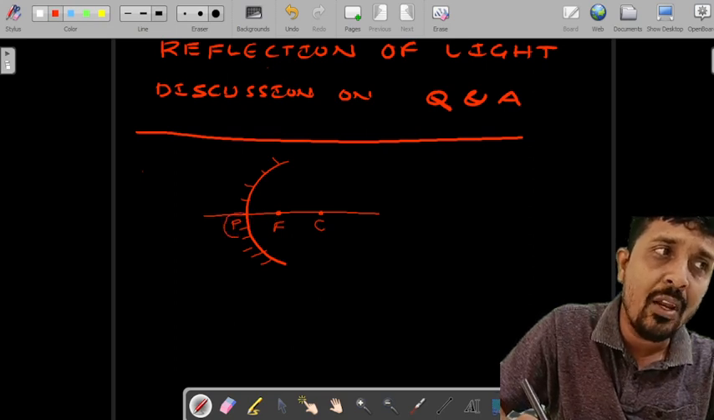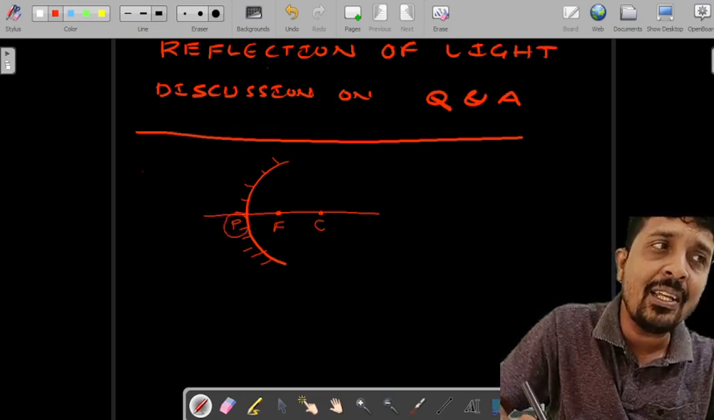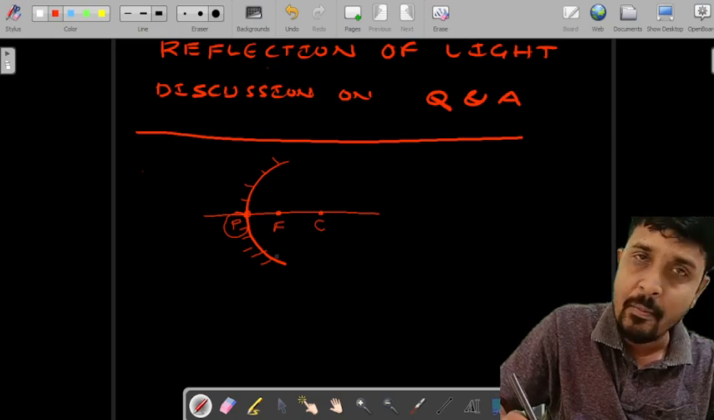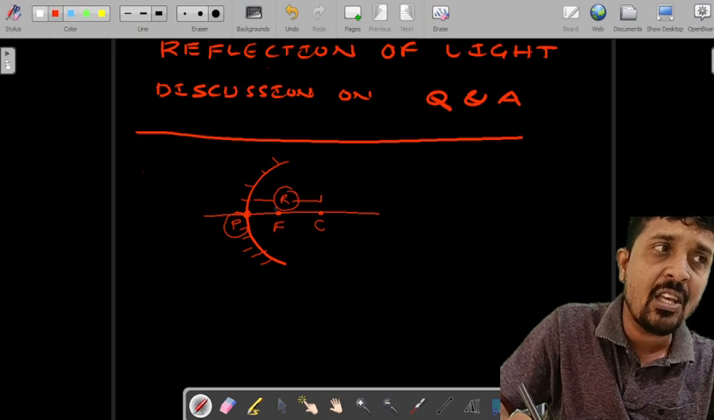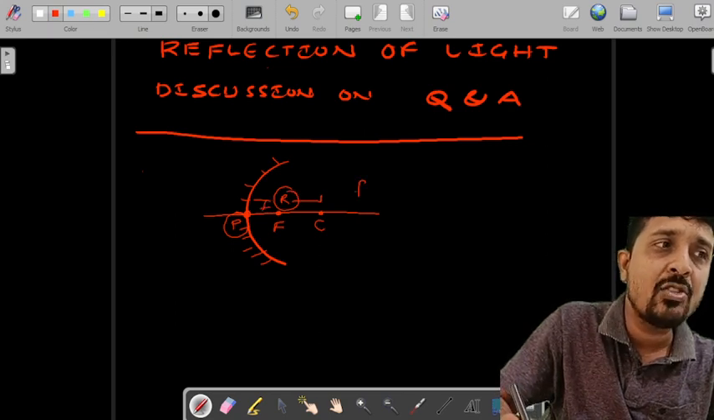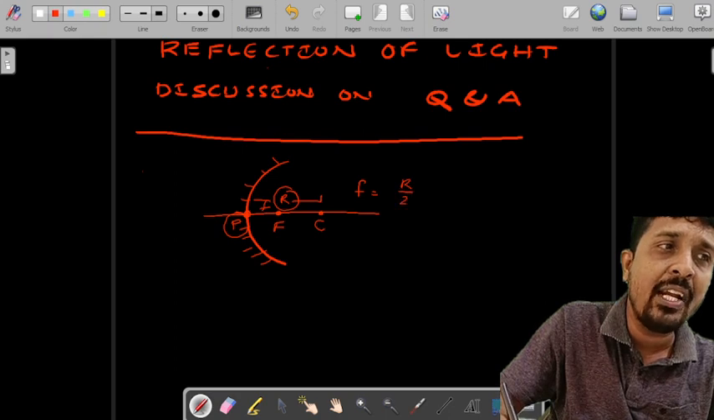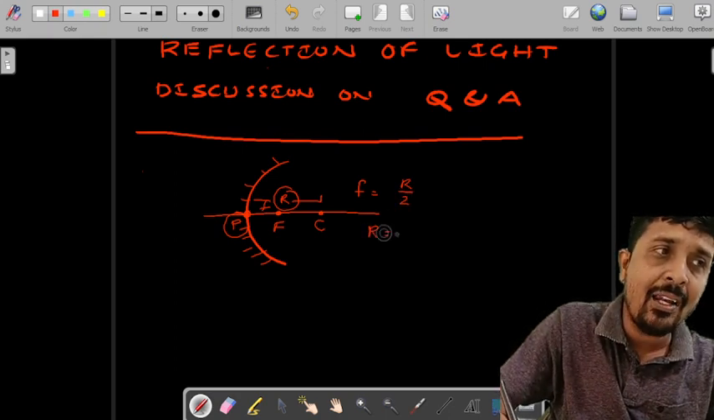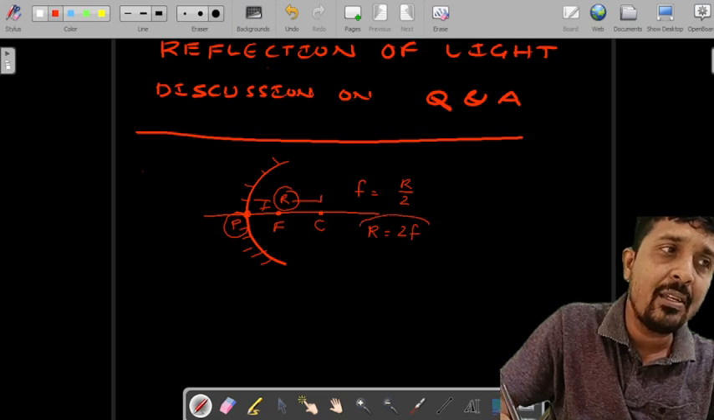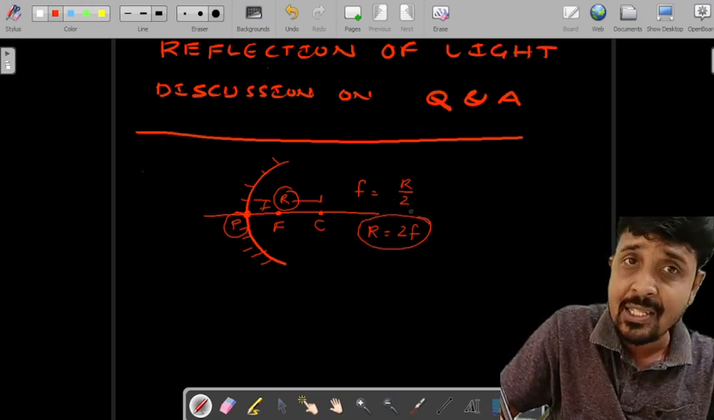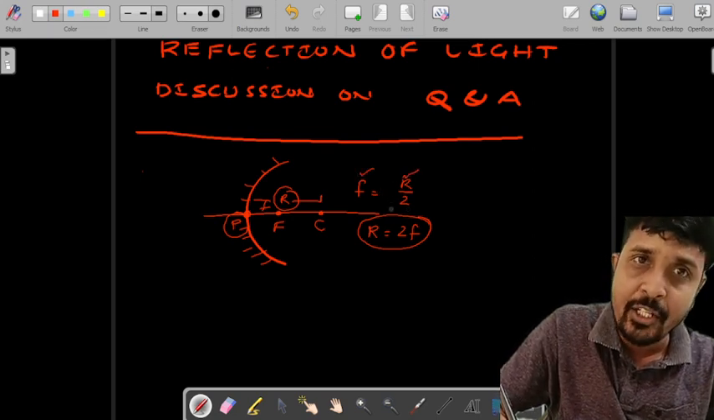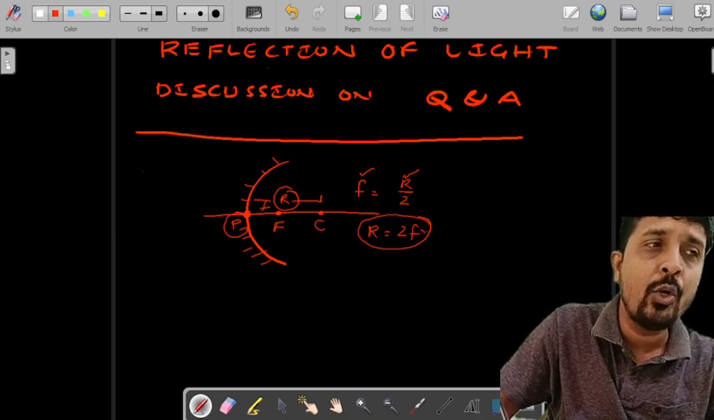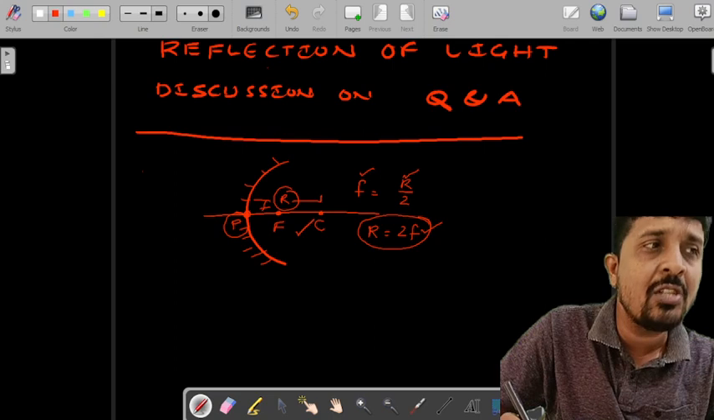So what is called the pole? The geometrical center of the mirror is called the pole. The distance between P and C is called the radius of curvature. Half of the radius of curvature is called the focal length. This is also a very important question: the relation between f and r is f equals r by 2, or r equals 2f.